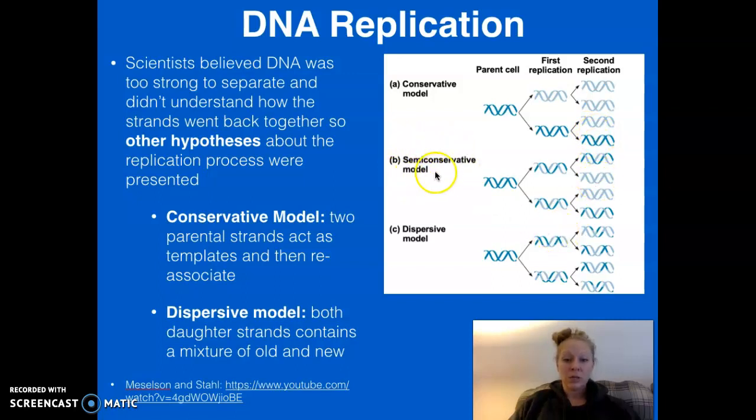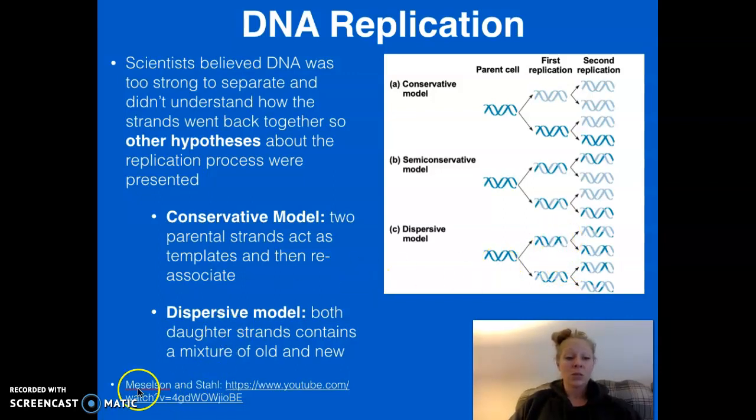So we talked about the semi-conservative model, which is broken in half, and so this molecule has half the original strand, and this side has half the original strand. The dispersive model shows that the DNA is broken apart and distributed throughout, and that each molecule is a little bit of new and a little bit of old.